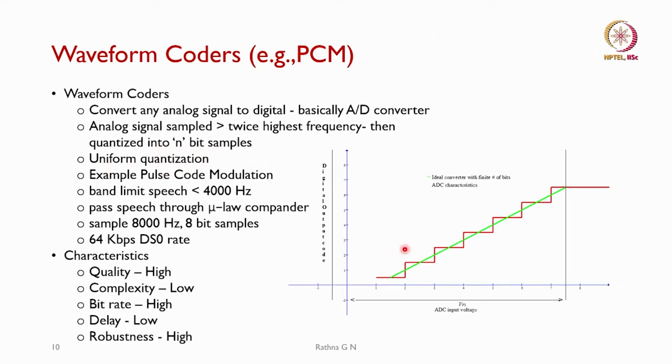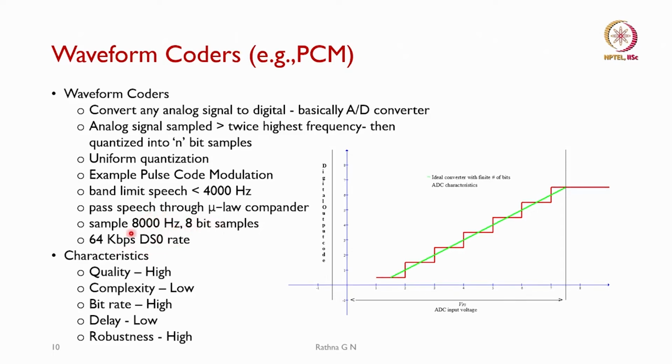Then uniform quantization, which we have seen. An example is pulse code modulation, and the band limit of speech for this is less than 4000 hertz. So, pass speech through either a mu-law compander or an A-law compander. For more details on companding, you can refer to the textbook. Here the sample is taken at 8 kilohertz, and usually it is 8 bit samples. Then we have 64 kilobits per second, and this is the digital sample output rate we get from this representation.